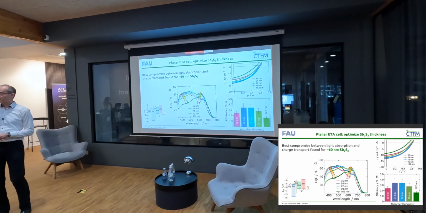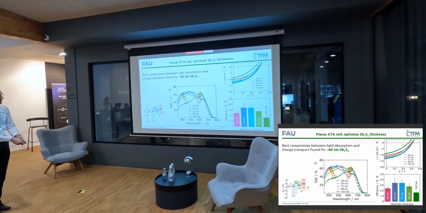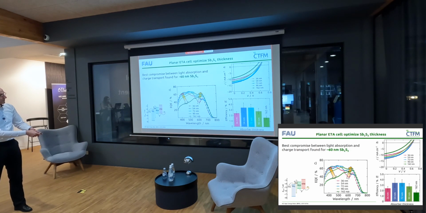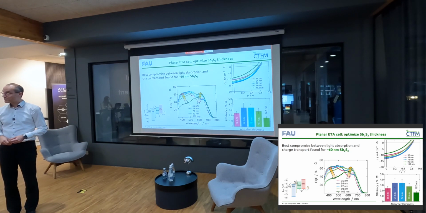So with ALD, we can start varying the thickness very accurately. Now we look at different thicknesses of the antimony sulfide layer, trying to look for the optimum thickness, and we find that optimum at 60 nanometers. We can look at the quantum efficiency spectra and understand where that comes from, because if the layer is too thin, then we lose efficiency here in the red, where absorption is less strong. We don't absorb everything, right?